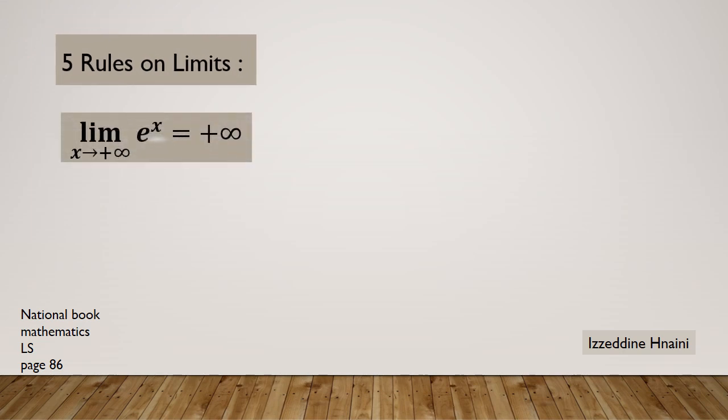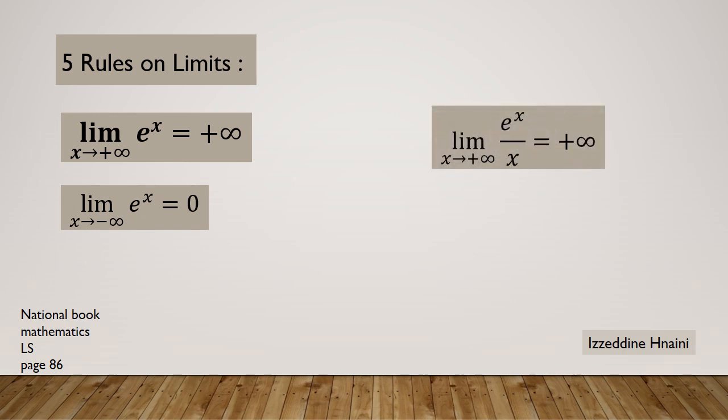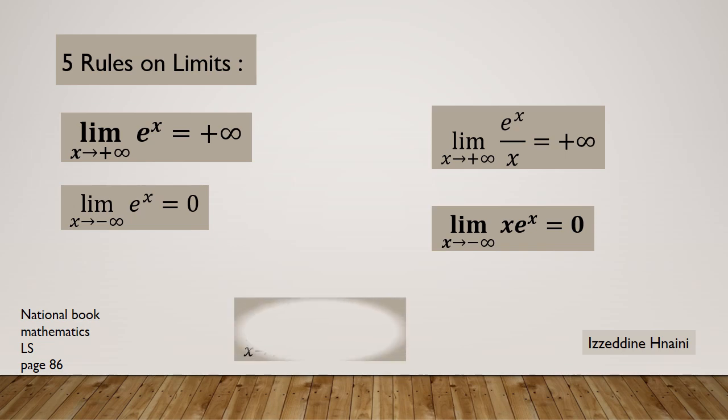Limit as x tends to plus infinity of e^x equals plus infinity. Limit as x tends to minus infinity of e^x equals 0. Limit as x tends to plus infinity of e^x over x equals plus infinity. Limit as x tends to minus infinity of x e^x equals 0. And limit as x tends to 0 of (e^x minus 1) over x equals 1.